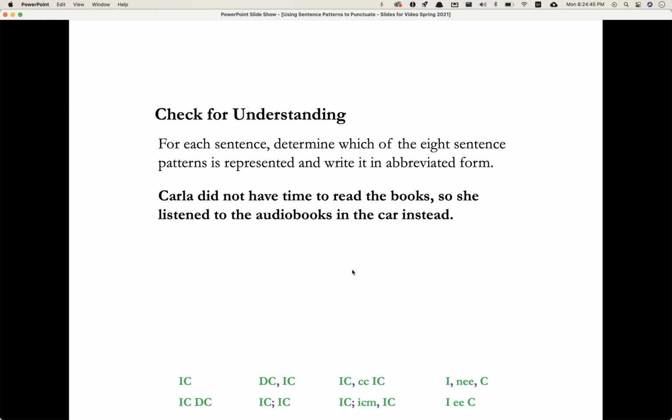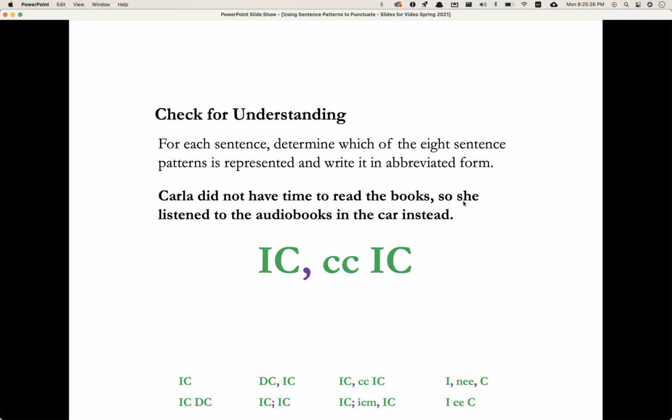10 seconds on this one. This one is ICCCIC. Again, you should be able to recognize that the first part of this here is an independent clause. We have a "so," very much like the first one. So that's the S in FANBOYS, a coordinating conjunction, and then another independent clause afterward.